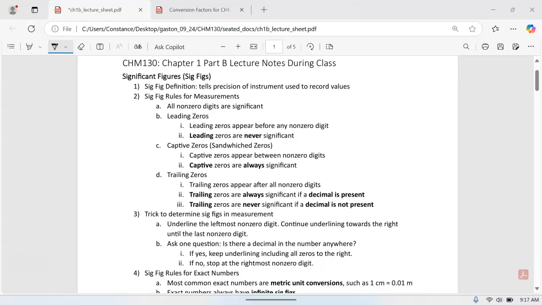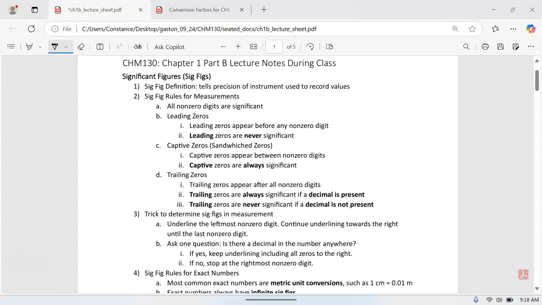So the first few points are a quick summary or review of what you've already learned from videos or readings. Significant figures are going to tell us the precision of the instrument that we use to record those values. Remember that you can have either more precise or less precise balances or rulers or anything like that. And so significant figures will tell you how precise your balance or your ruler is.